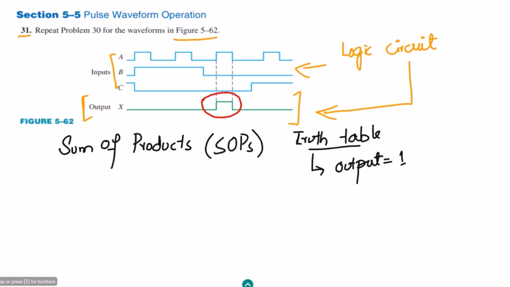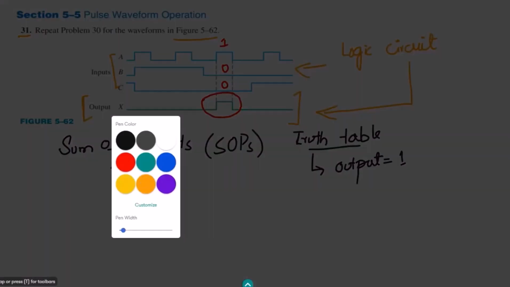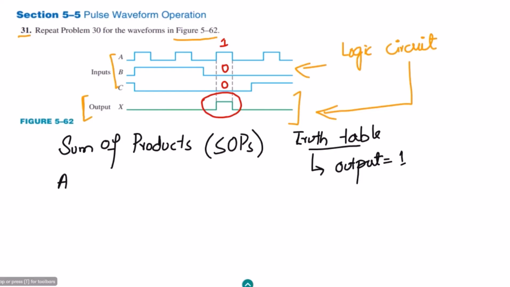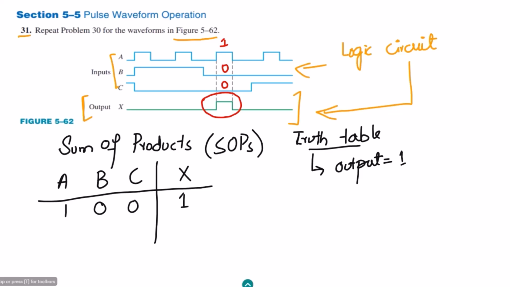So what are the inputs here? This is 1, this is 0, this is 0, and this is A, B, C, and for it the output is x. We have here 1, 0, 0, and for it the output is 1. Converting it to the SOP expression, what I will get here is A, B complement, C complement, and that is the Boolean expression for x.